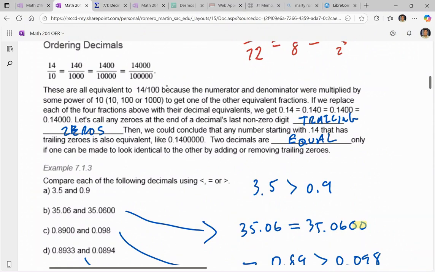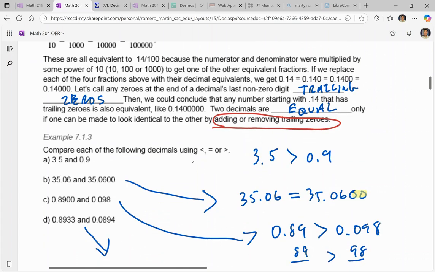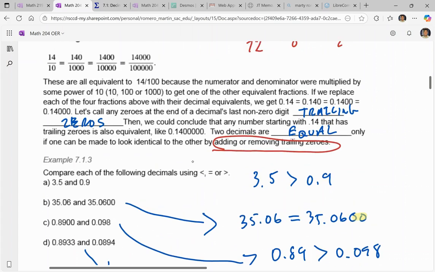And so these trailing zeros we have here, when we think about a decimal number, we see two decimals are equal only if one can be made to look identical to the other by removing or adding trailing zeros. Those zeros add no place value. So 14 over 10 is the same as 140 over 1,000. Again, it takes some time for students to grasp that abstract idea. But as a future teacher you need to be aware of it and think deeply about it, because students easily get confused by that.